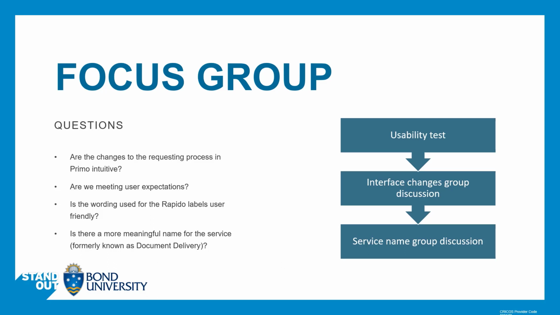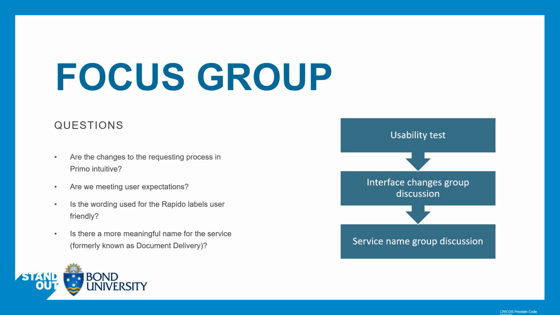The usability test also served as a simple introduction to the proposed changes to the Primo interface. So when it came to the group discussion part, the changes were fresh in their mind, and I was really hoping that this would allow for some constructive feedback. The first 3 bullet points on this slide were the key questions that were covered in both the usability test and in the focus group discussion. And the last bullet point about renaming the service was our last point of discussion in the focus group.